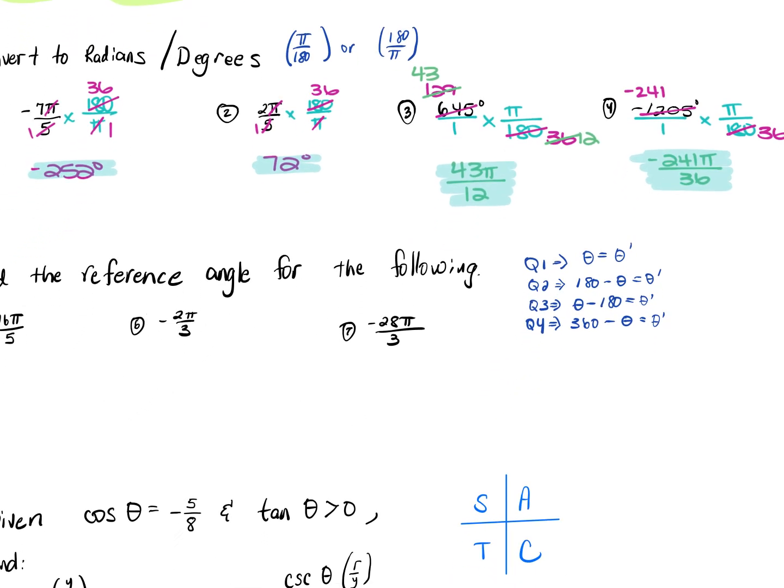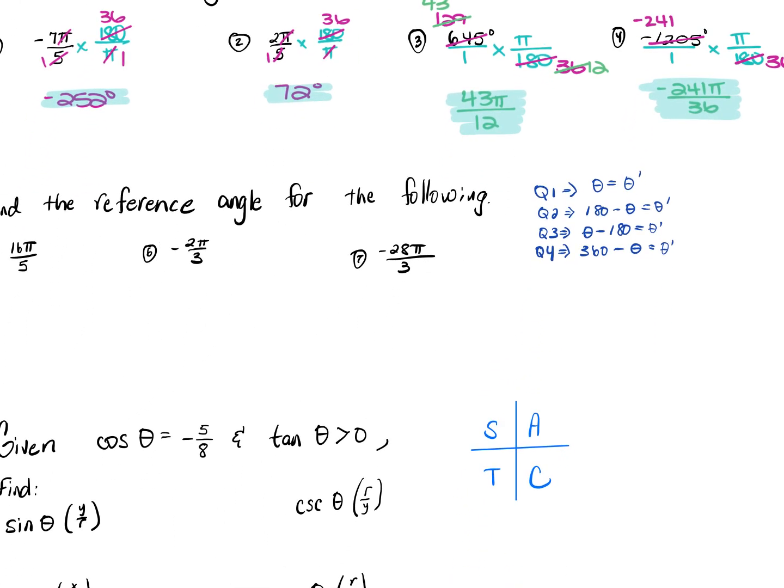For your next section, you are finding the reference angle for each of the following. Now, these are given to you as radians. So you're going to want to change your radians to degrees and then work with the degree. Remember, your reference angles are positive acute angles. So they have to be less than 90 degrees and they have to be positive. So the first one that we're going to look at is number 5.